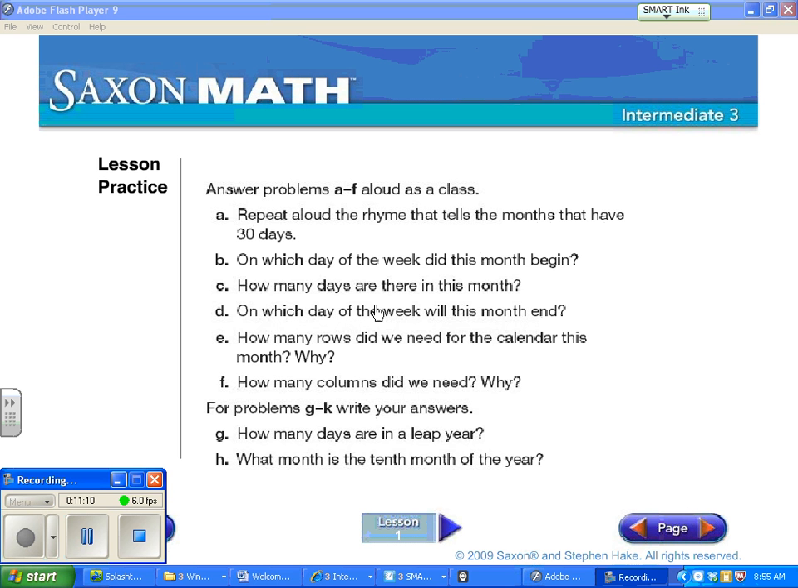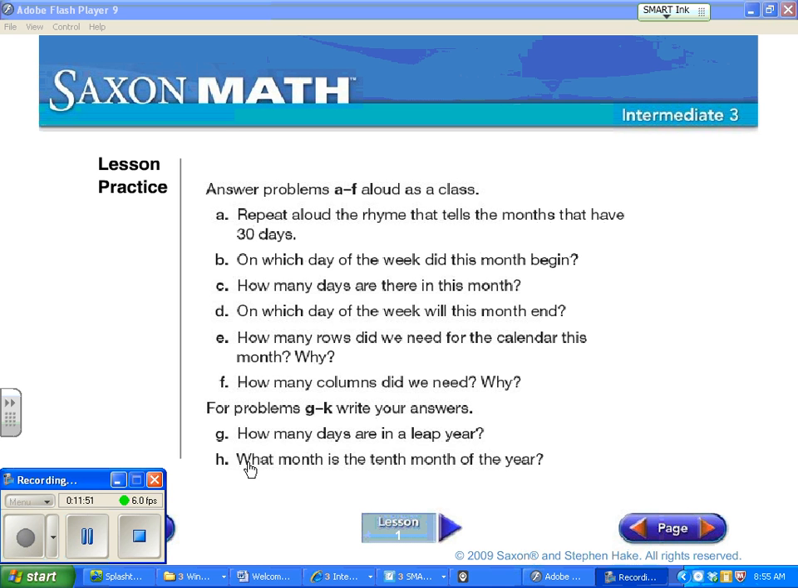On which day of the week will this month end? Raise your hand if you know. What day of the week will this month end? Friday. Very good. Look at E. How many rows did we need for the calendar this month? This is the first row, but some of them were blank, weren't they? We needed 1, 2, 3, 4, 5. We needed 5 rows this month, okay? How many columns did we need? How many did we say? 7, because there's 7 days in the week.